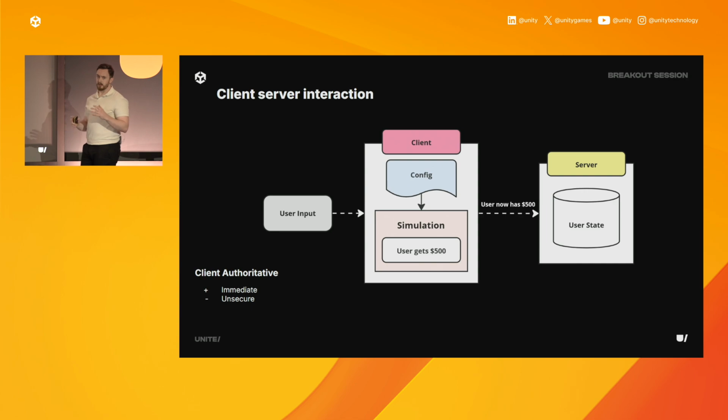Traditionally, there's two main approaches to this. There's a client authoritative approach and a server authoritative approach. If I walk you through a really simple example of a client approach, here we get a user input, it gets passed into the client. The client will run some form of simulation, determine the reward the user should get, pass that reward out to the user, and then also send that to the server where it can update the user state. So in this scenario, the server has to trust the values it's receiving from the client and trust that they're true. And the benefits here, the pros, are it's immediate.